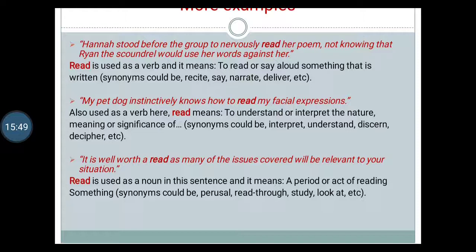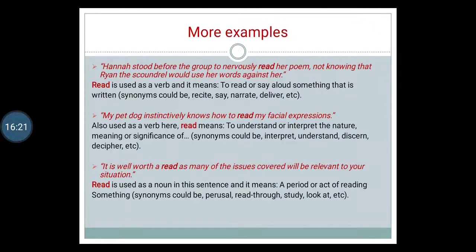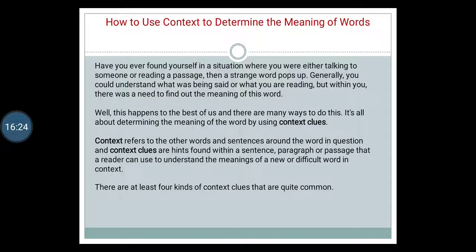So we have looked at 4 different contexts in which one word was used, and this word meant 4 different things in these 4 different contexts. That is what we're talking about when we are talking about the contextual meanings of words. How do we use context to determine the meaning of words?